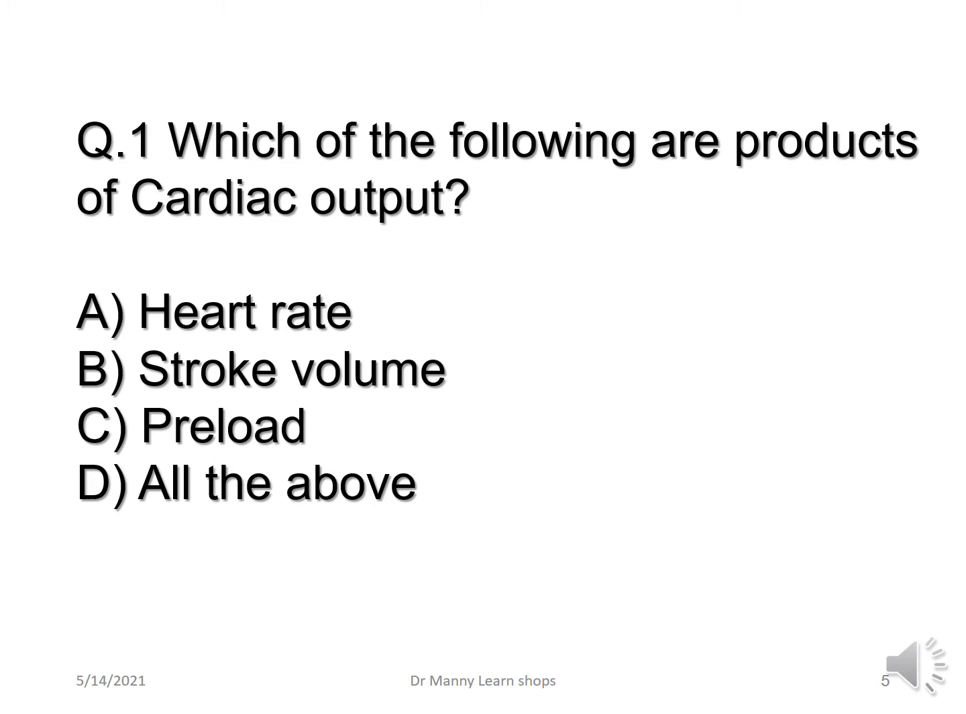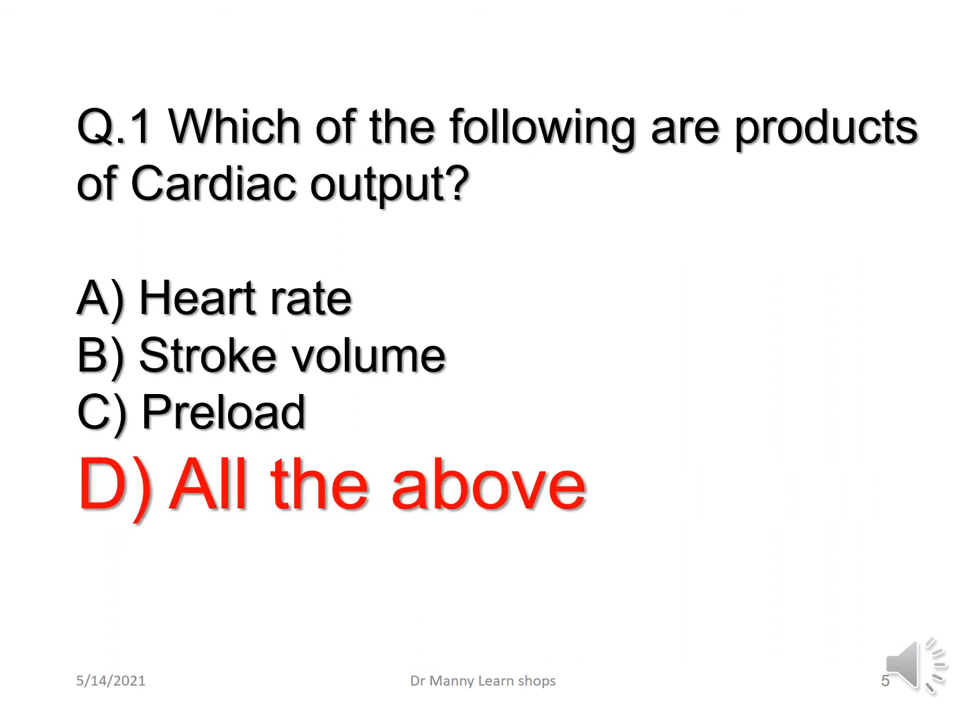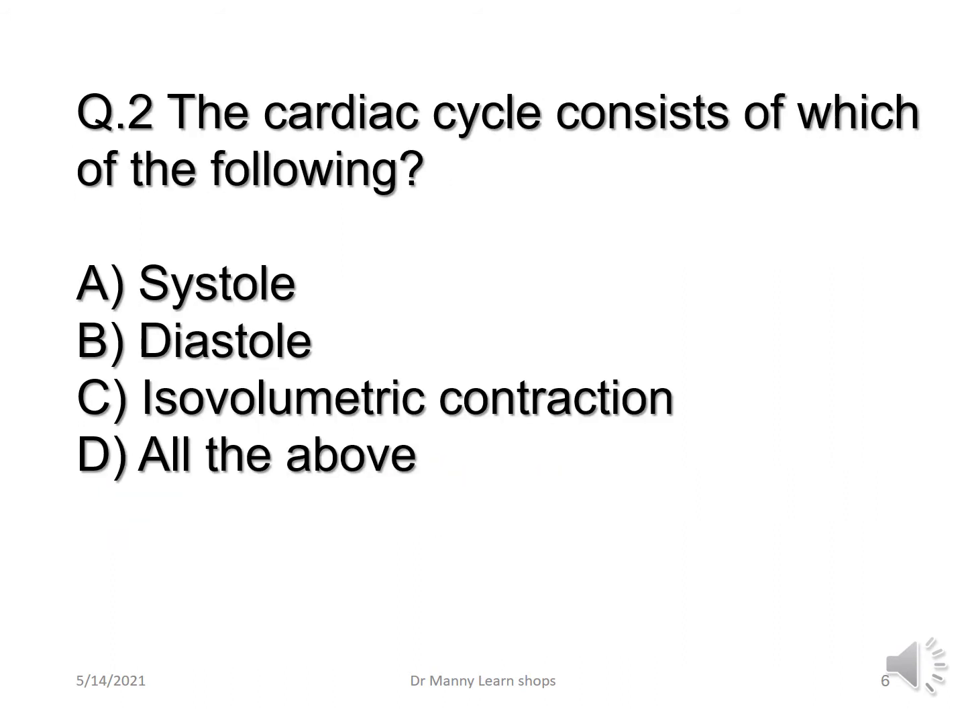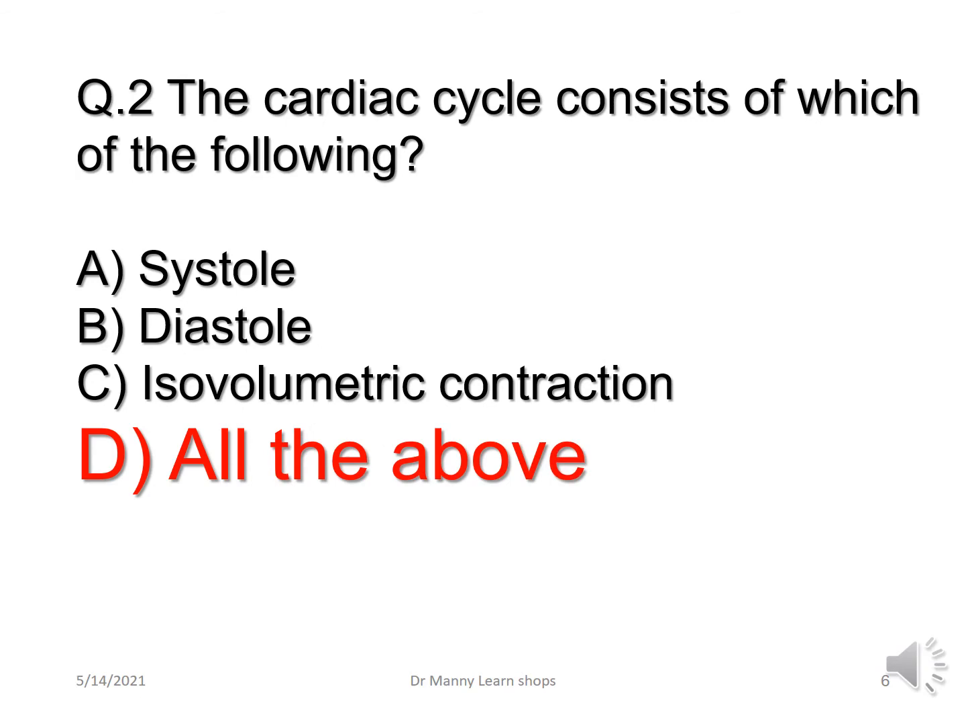Which of the following are products of cardiac output? Heart rate, stroke volume, preload, or all of the above? The correct answer is all of the above. The cardiac cycle consists of which of the following? Systole, diastole, isovolumetric contraction, or is it all of the above? The correct answer is all of them.